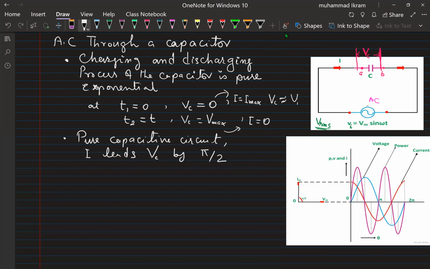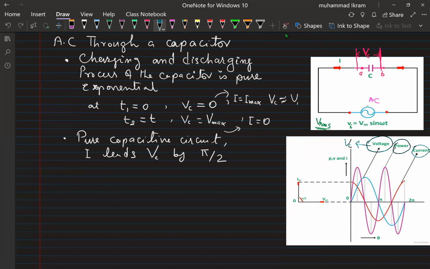Remember, this V is the potential difference across this. It is not the source potential difference. Here, if you look at the diagram, here you have the voltage, here you have the power, and here you have the current. This voltage is in fact what we see, the voltage across the capacitor.